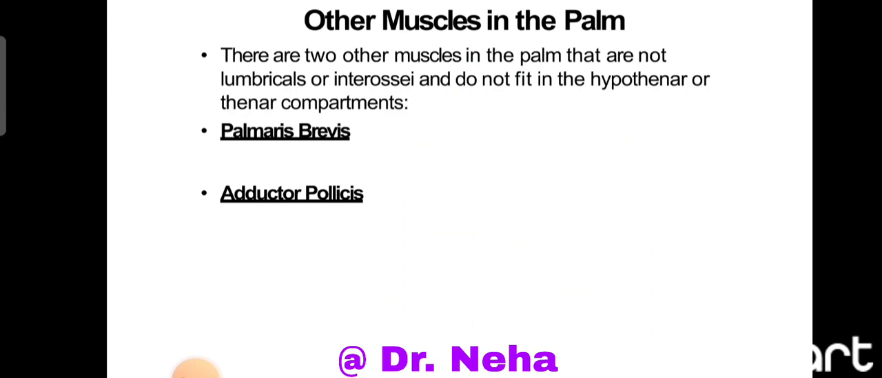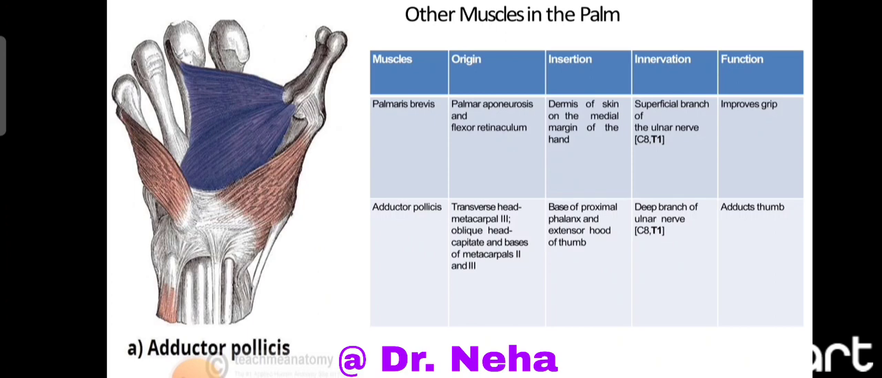Then we have some other muscles in the palm, that is the palmaris brevis and adductor pollicis. So this adductor pollicis muscle, it is having 2 heads, one is transverse, other is oblique head. The transverse head arises from the shaft of third metacarpal bone, and the oblique head arises from the capitate and the bases of second and the third metacarpal bones. And this is inserting over the base of proximal phalanx and the extensor hood of the thumb. And it is innervated by the deep branch of the ulnar nerve, and as the name indicates, the action is adduction of the thumb.